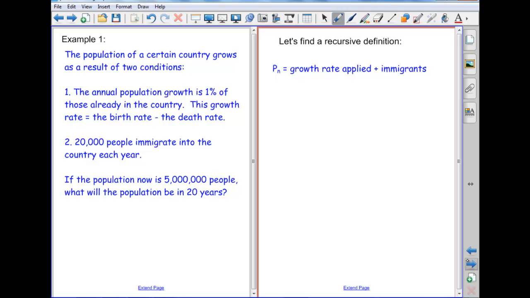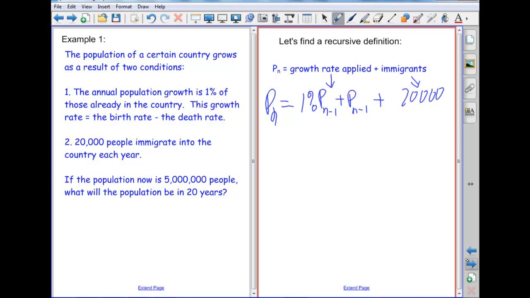So P sub n is the growth rate applied. So the growth rate is 1%. 1% of what? Previous population. The previous population. You have to say P of n minus 1. And you add that on to the previous population, right? And what else are you adding on the previous population? 20,000. 20,000 immigrants. Okay, like that. Now, you can simplify this then as just 1.01 times P sub n minus 1. Because 1% is 0.01. So we're adding 0.01 P sub n minus 1 plus P sub n minus 1 is 1.01.